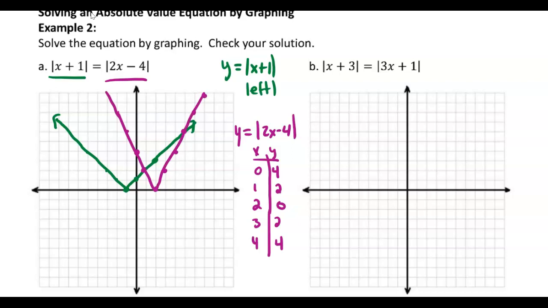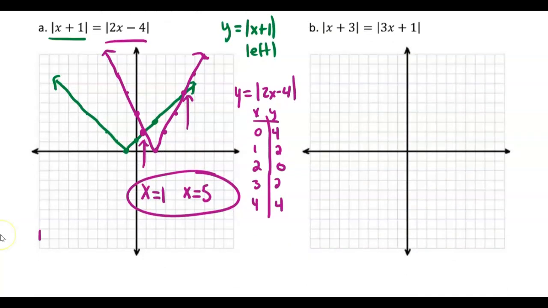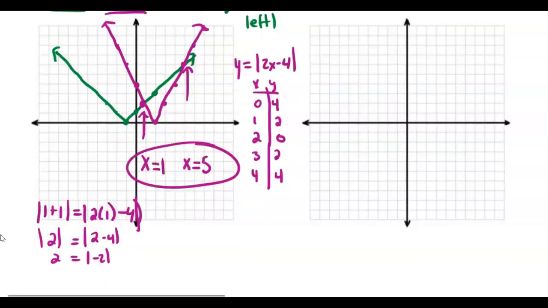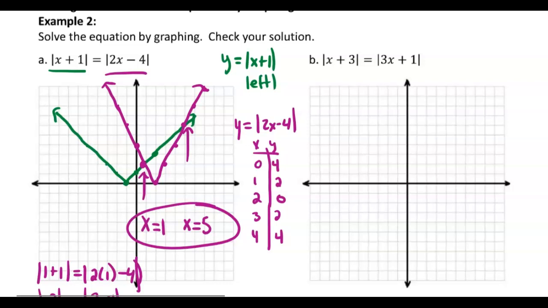All right, so that's pretty good. And where they intersect is right here and right here. And we just want the x values. So x equals 1, and the other one is x equals 5. And those are our two solutions. And then to check our solution, remember how we do that? We just plug in 1. So like this one is absolute value of 2, which is 2. Over here we get 2 minus 4, which is -2. And the absolute value of -2 does equal 2, so that checks out. That's how you would check your solution, and then do it again with 5.